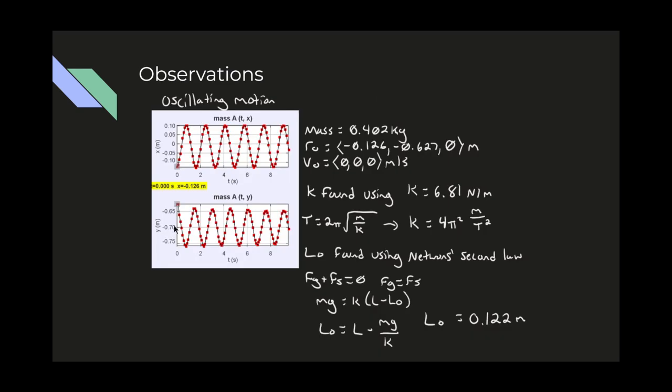After analyzing the motion in Tracker, it can be seen that the object is oscillating in both the x and y direction. From this, we can derive some initial conditions and constants needed for the model. The spring constant was found by using this equation and inputting the oscillation period for the y direction. L naught was found from Newton's second law when the mass is left at rest.